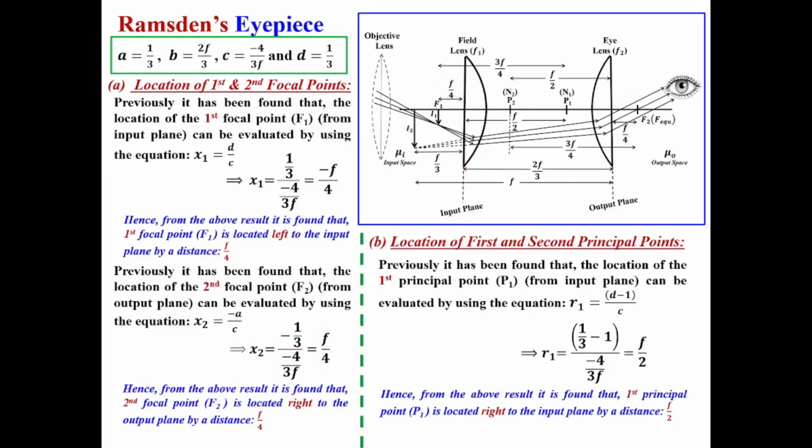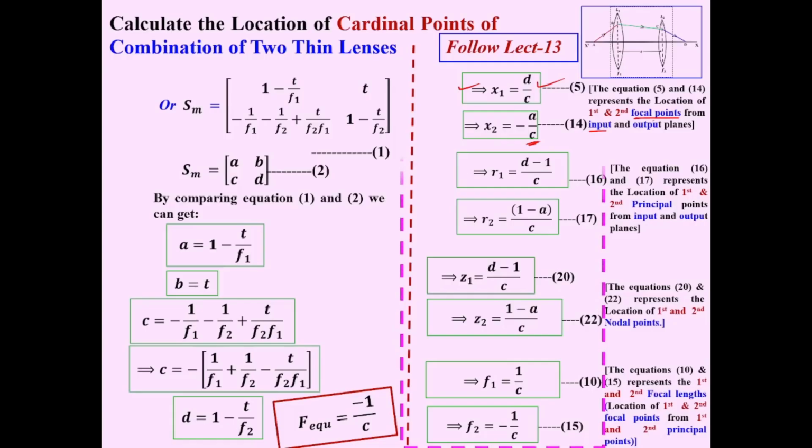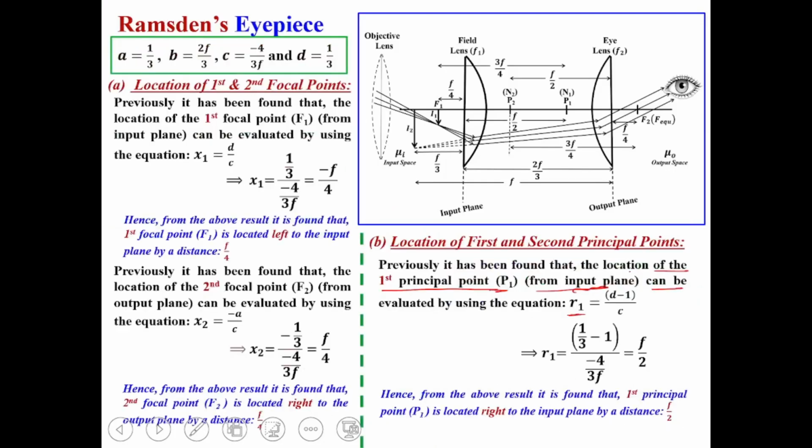Now we are going to evaluate the location of the first and second principal points. Previously it has been found that the location of the first principal point from the input plane can be evaluated by using the equation r1 equal to d minus 1 by c. This r1 represents the location of the first principal point from the input plane. r2 is 1 minus a by c from the output plane.